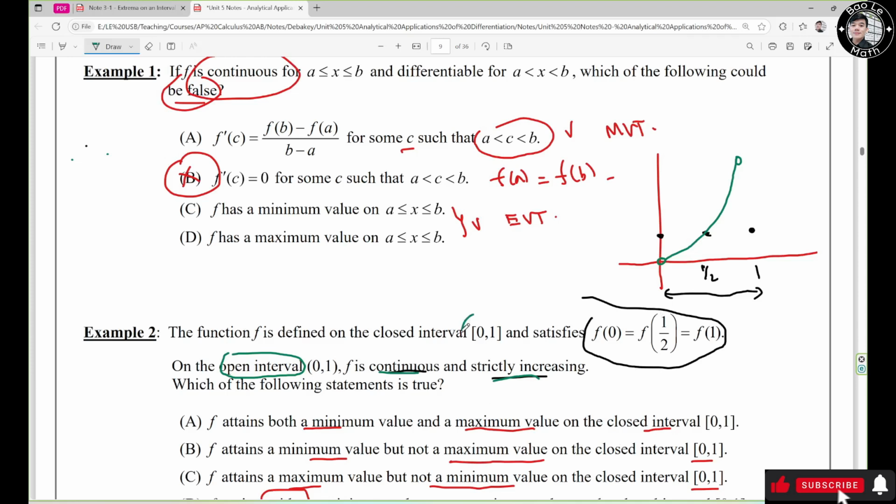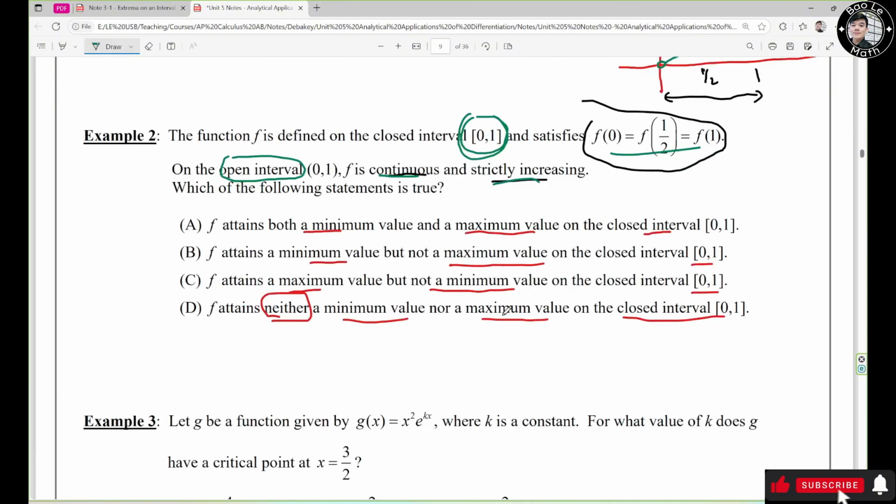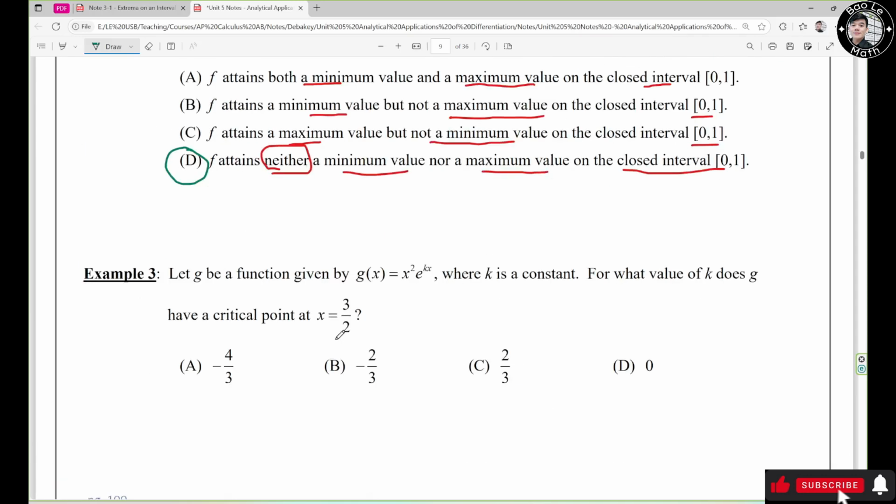Right? Be careful, this one is the closed interval. You have this guy. On the open interval, you have two holes right here. So the function f is discontinuous on the closed interval 0, 1. If it's discontinuous, it doesn't have a maximum or minimum value, right? So the answer must be D. Now let's take a look at example number 3.